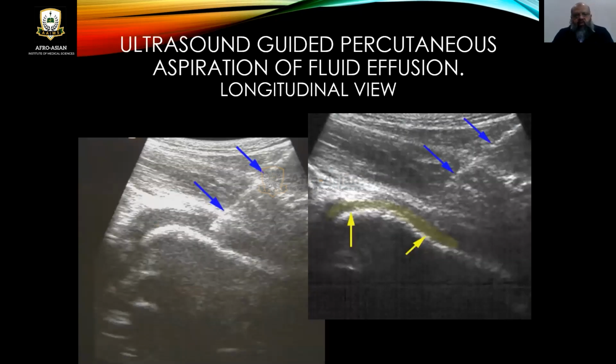Here is a case in which we were using ultrasound guidance, and here is the needle. This is the needle tip within the joint cavity where we had some fluid, so we can aspirate fluid. This is the needle going towards that.